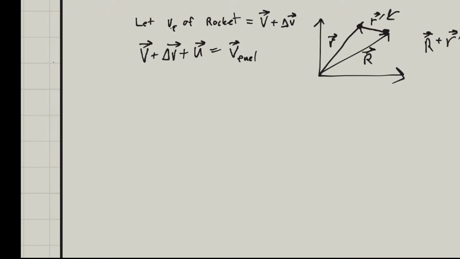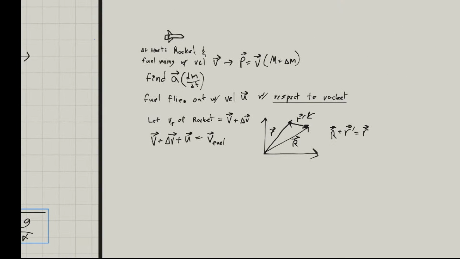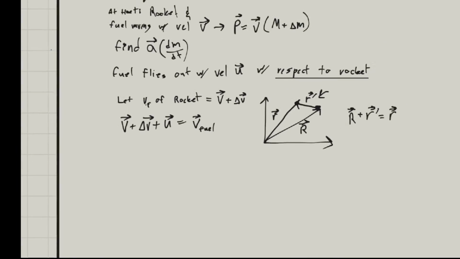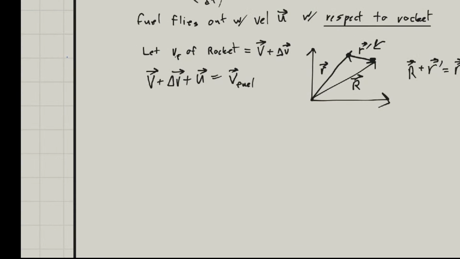Okay, so by the way, we found the momentum at the first instance of time. The first instance of time, the momentum is this, right? So we know that momentum. It's P equals v times (m plus delta m), right? So now let's find the next momentum.